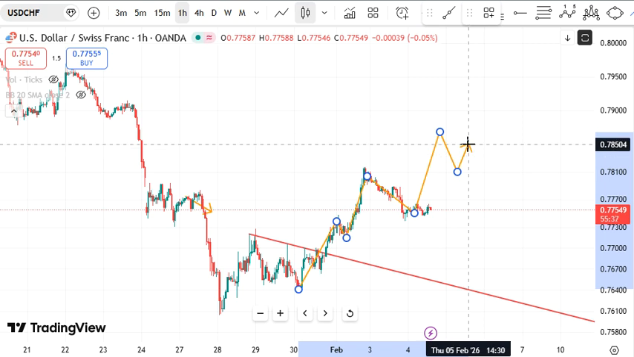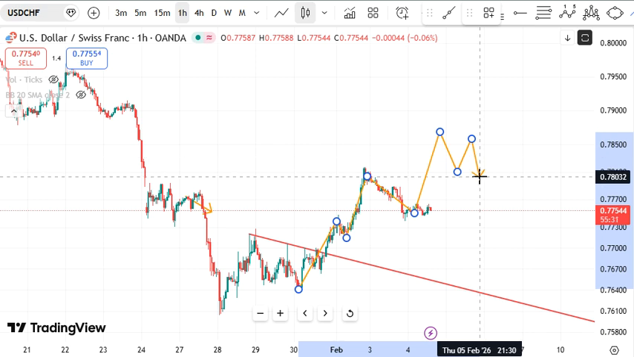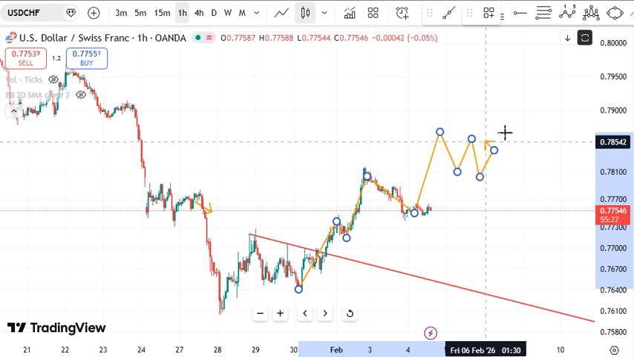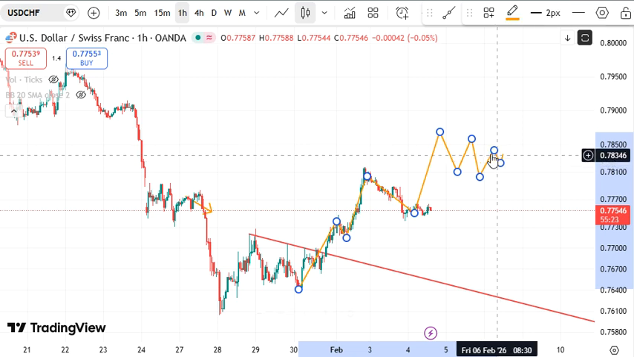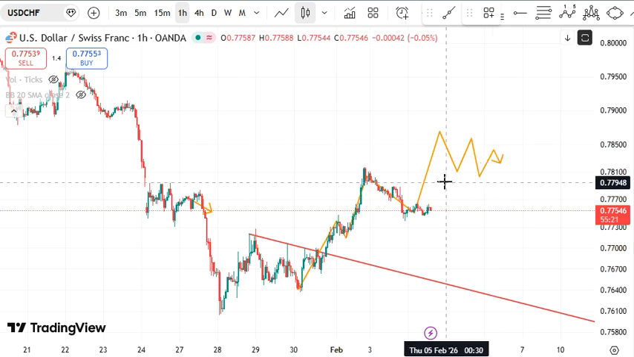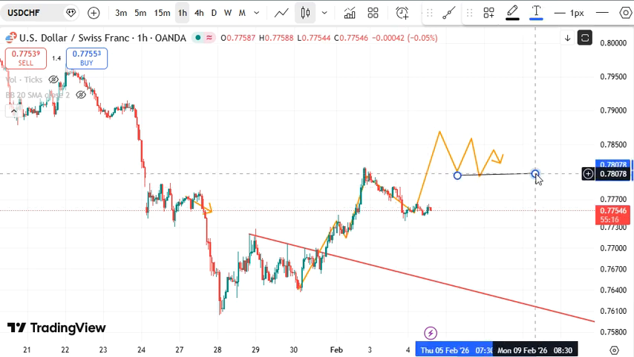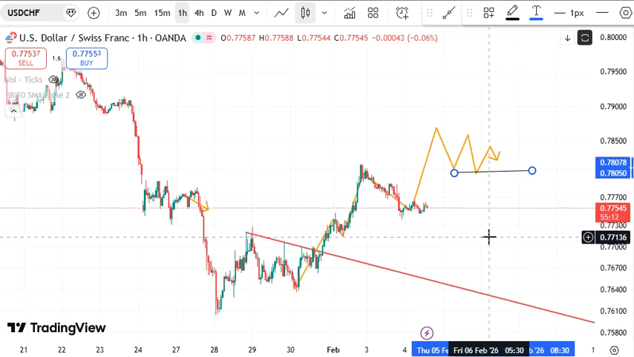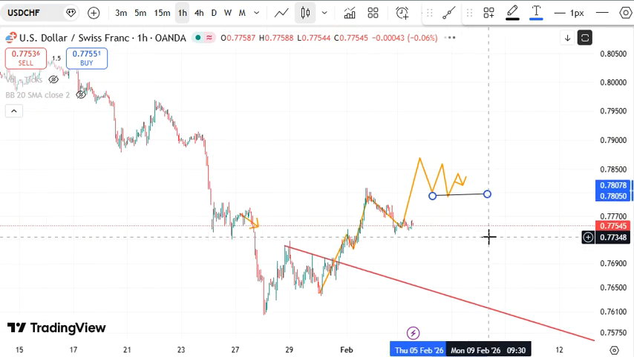Suppose a point will come where it will not make a new high, it will make a lower high, again a lower low, again a lower high. It will go into a consolidation zone. There is a high possibility, and then there will be a formation of a trend line. On the break of this trend line, you can go short. So sometimes you don't need to wait for the breakdown.